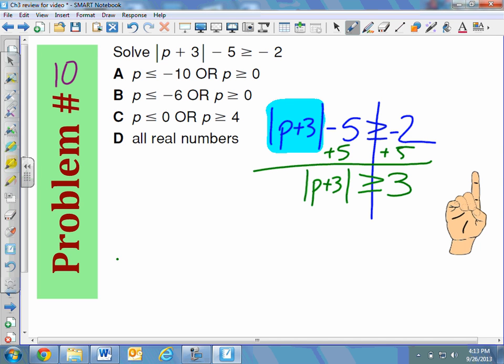Now what do we do? Yes, you got to do 2 problems, of course. Set up 2 problems. So I'm going to do p plus 3 is greater than or equal to 3. And I'm also going to do p plus 3 is less than or equal to negative 3. Okay, let's solve them.